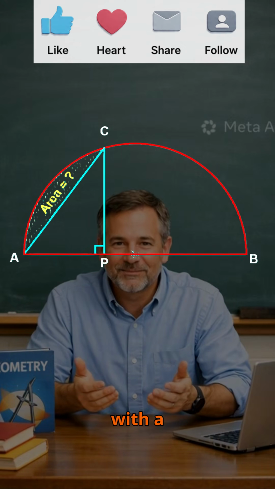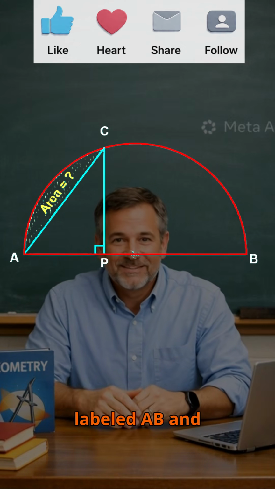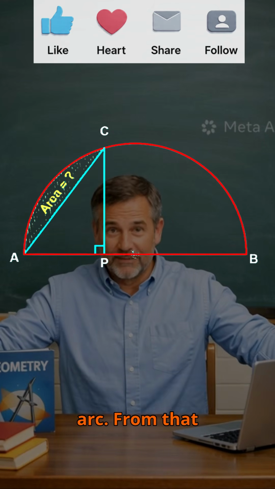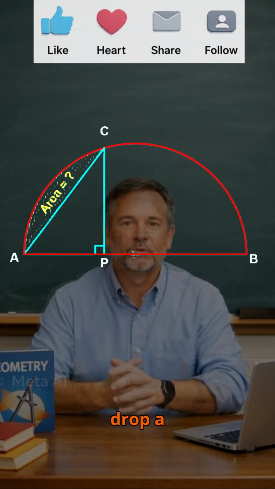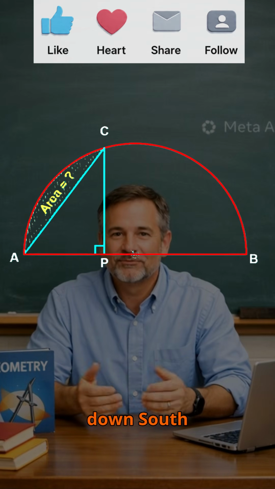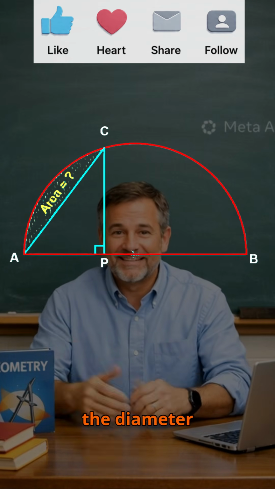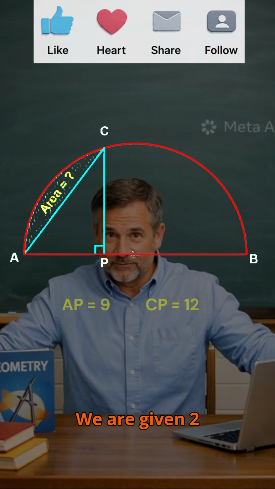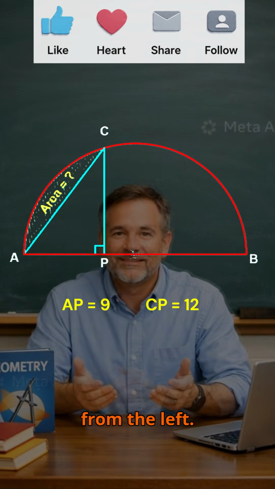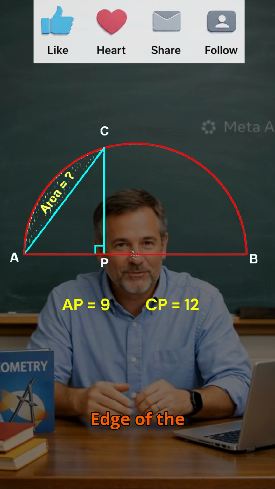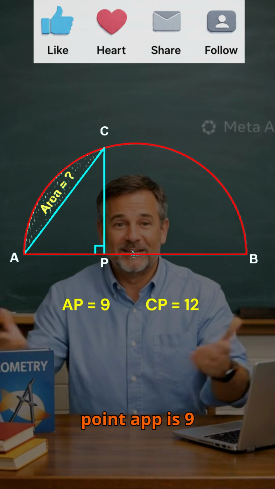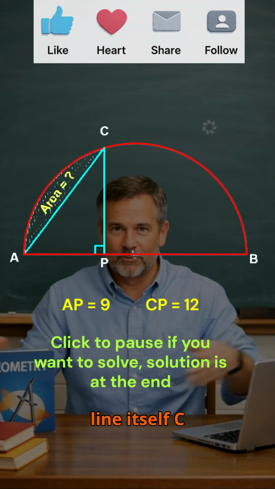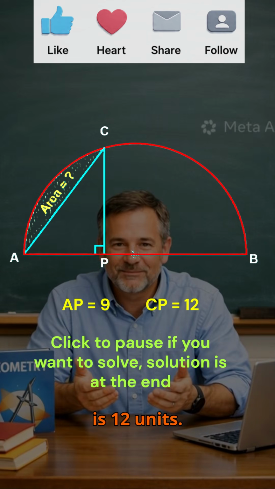Imagine a semicircle with a diameter labeled AB and a point C resting somewhere along its curved outer arc. From that point C, we drop a straight line down so that it hits the diameter perpendicularly at a point we'll call P. We are given two specific measurements. The distance from the left edge of the diameter to this dropping point, AP, is 9 units, and the height of the perpendicular line itself, CP, is 12 units.